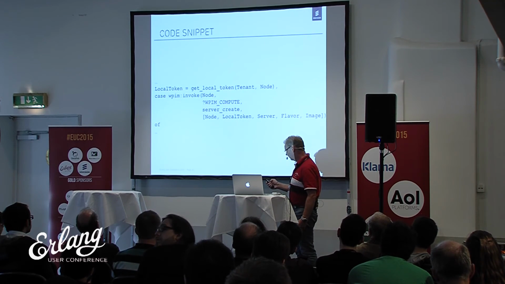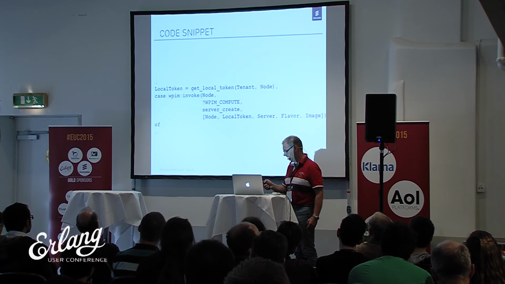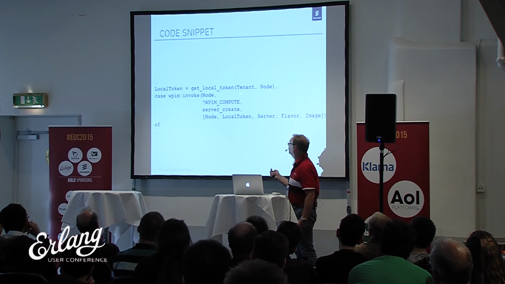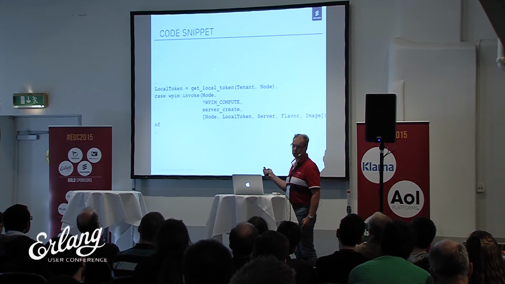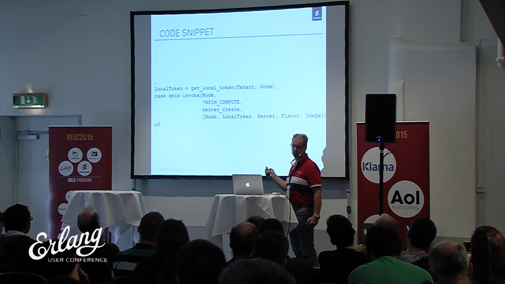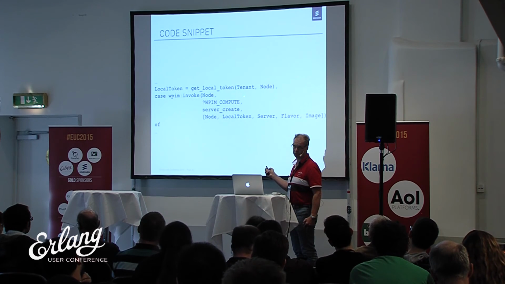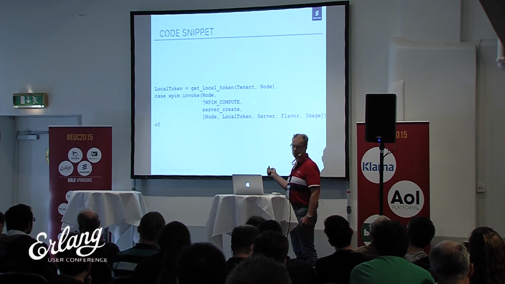And I haven't talked anything about identity here. The first line here is just to create a local token. This is how the system authorizes towards that particular data center. So it will get an authorization token, so we can verify we are allowed to do this.